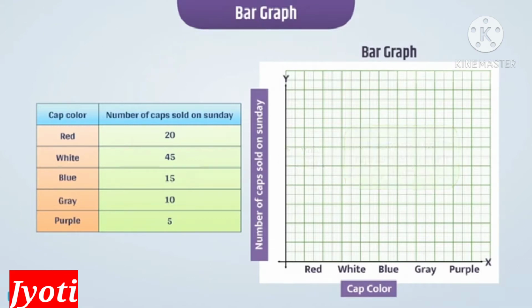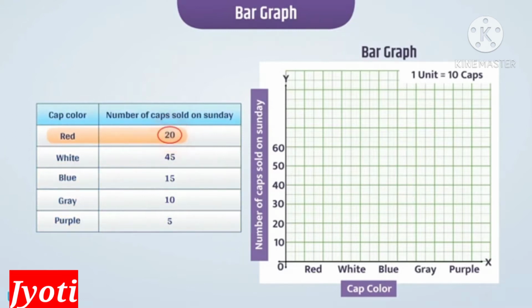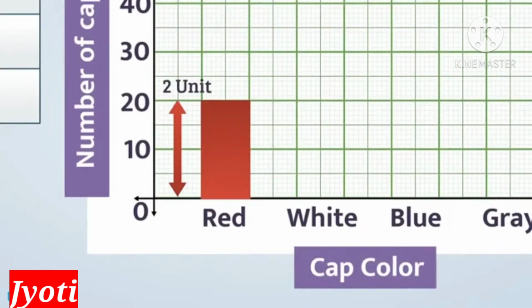Here, we will choose 1 unit is equal to 10 caps. Accordingly, we will write the number of caps on the vertical axis. Now, we will find the height of bars as per the data. Here, 20 red caps were sold. To represent the number 20, we can draw a bar extending from 0 to 20 on vertical axis. It will be a bar of height 2 units.